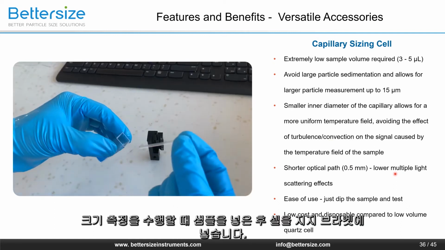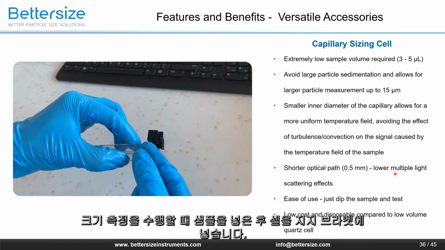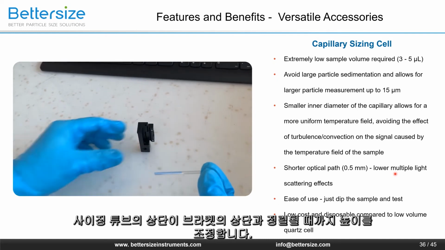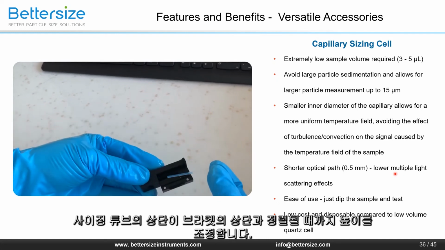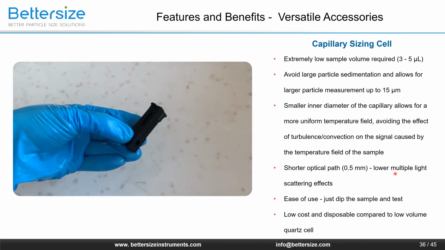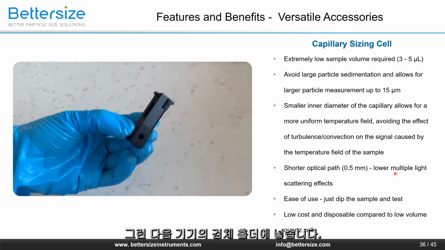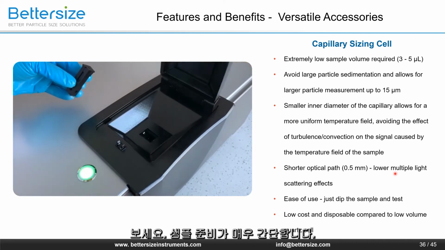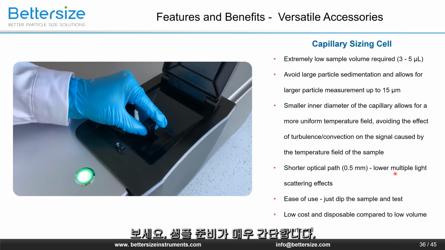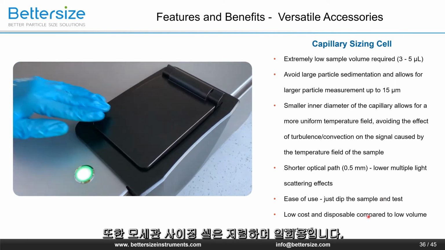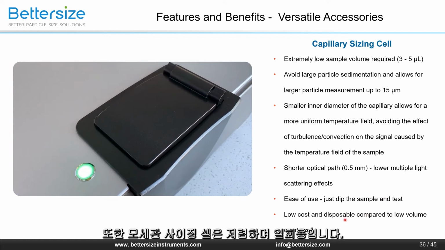When you are performing a size measurement, just dip the sample and then put the cell into the supporting bracket. Adjust the height of the sizing tube until its upper end is aligned with the top of the bracket. Then put it in the sample holder of the instrument. That's it. The sample is ready for test. See, the sample preparation becomes very easy. In addition, the capillary sizing cell is disposable with low usage cost.